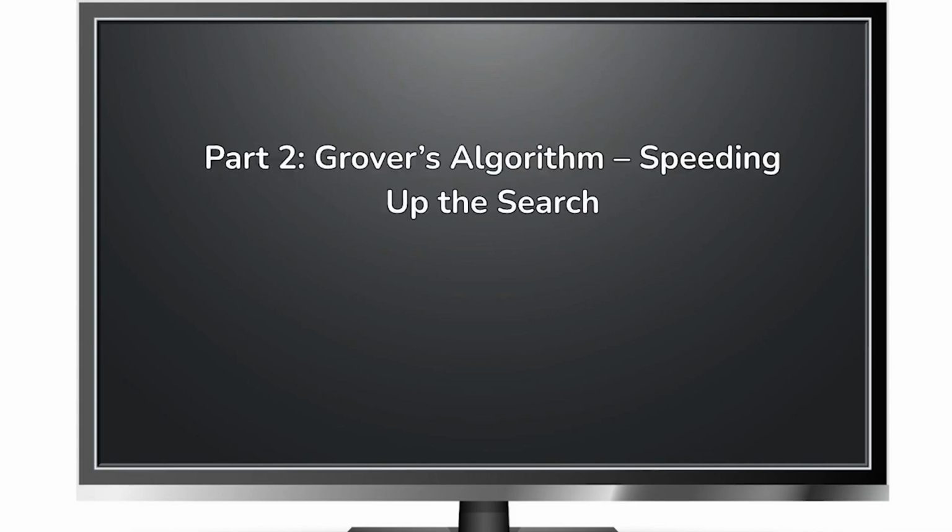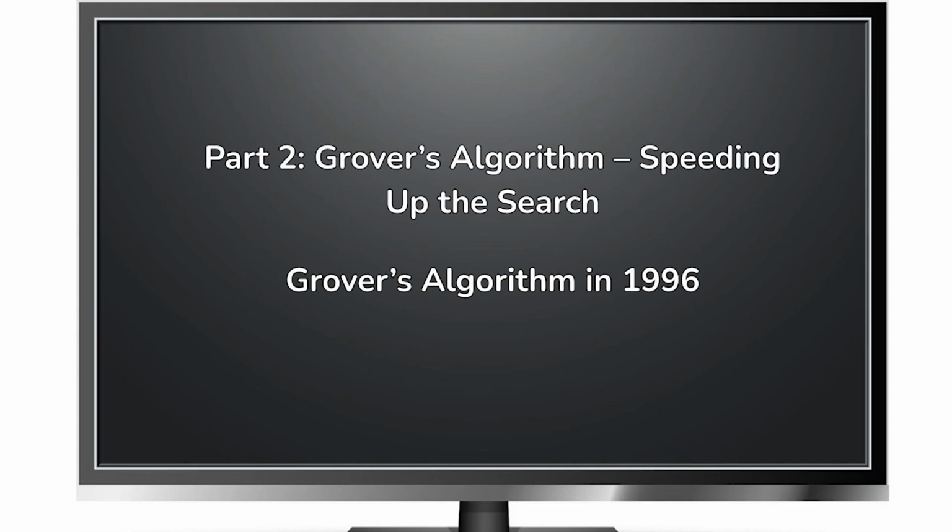Part 2. Grover's algorithm. Speeding up the search. Next comes Grover's algorithm, developed by Lov Grover in 1996. This one tackles a different kind of problem, searching through unsorted data. Imagine you have a huge phone book and you're looking for one name. With a classical computer, you'd have to check entries one by one.